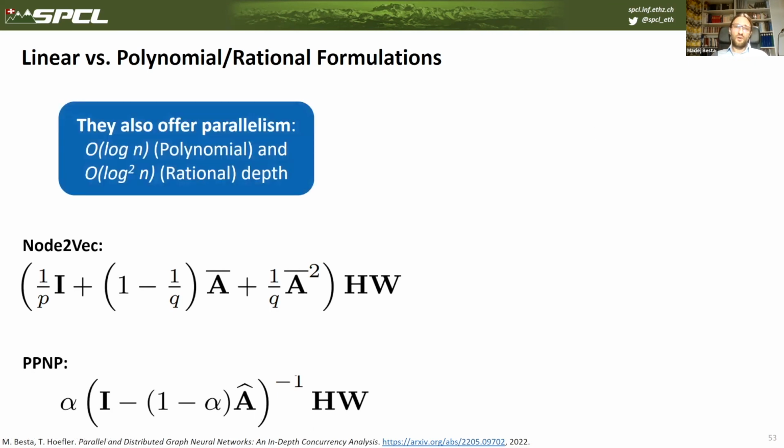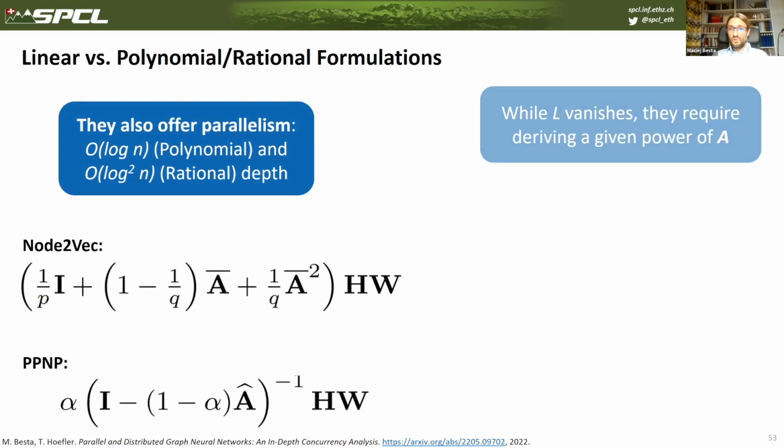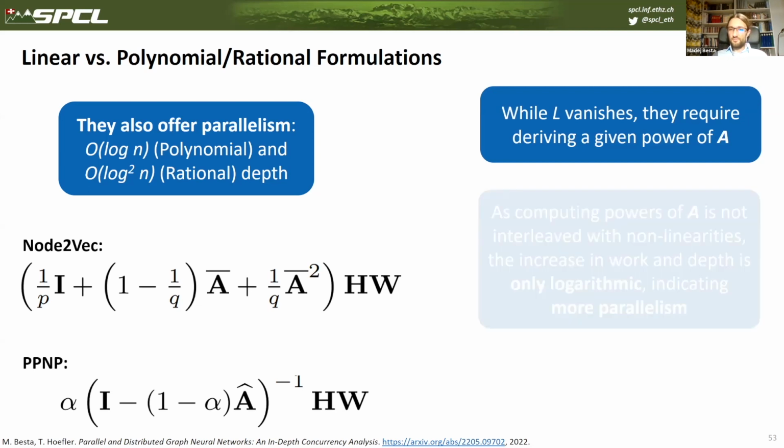Right, and they also offer parallelism, right? So this is the other takeaway. We can also parallelize them at the fundamental level very nicely with log n depth for the polynomial models and log square n depth for the rational models, right? And this is really because while the L vanishes, they require deriving a given power of the adjacency matrix, which complicates it a bit, but at the same time, it's really a way to be able to parallelize them more effectively.